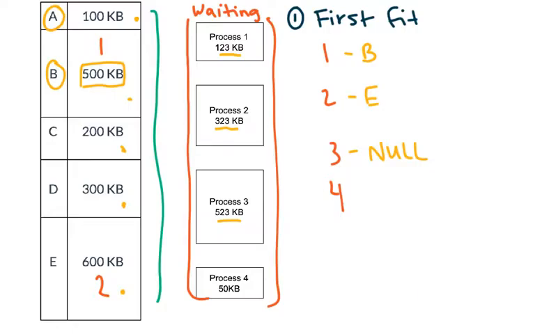Now we look at process 4. Process 4 needs 50 kilobytes. The first one that we hit, A, is going to be fine for that. So we will allocate 4 into A. Okay, so that's first fit. The very first partition that we find that we can fit in, that's where we're going to be.